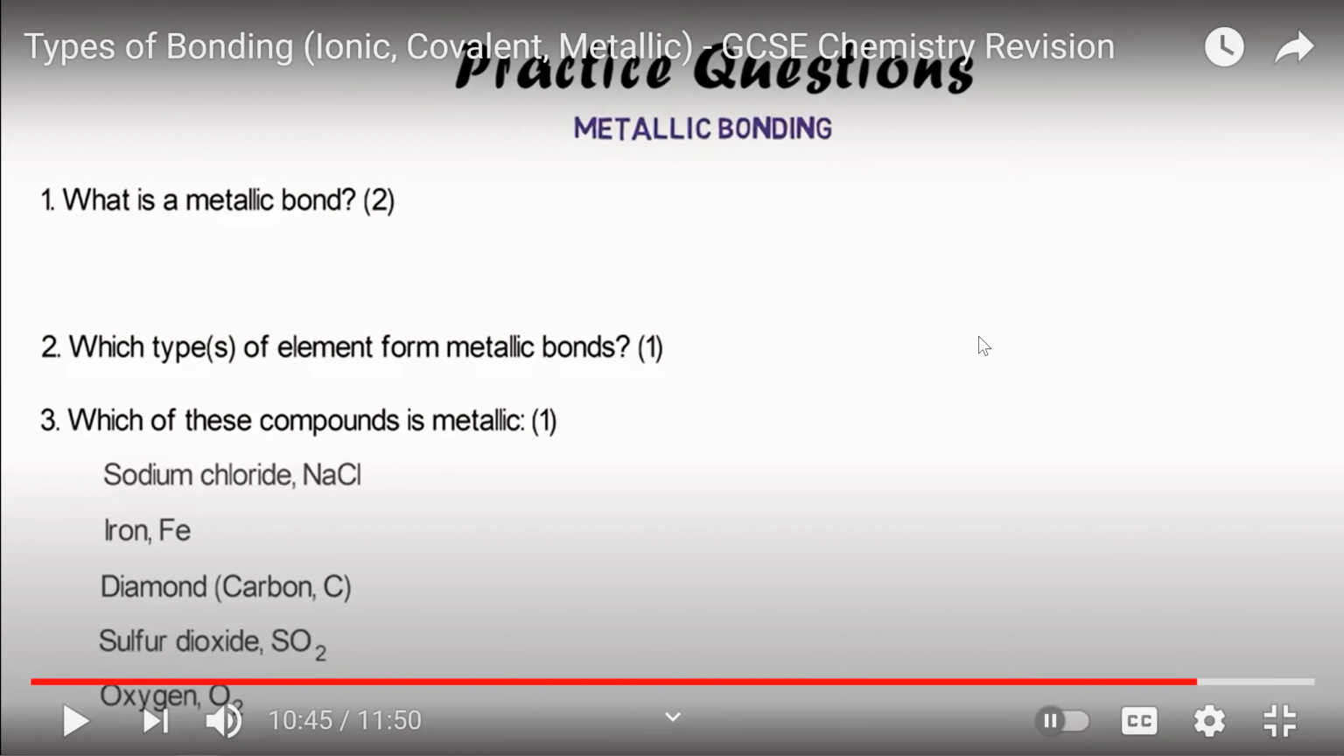It is electrostatic attraction between positively charged metal ions and delocalized electrons. Very good job. Number 2.